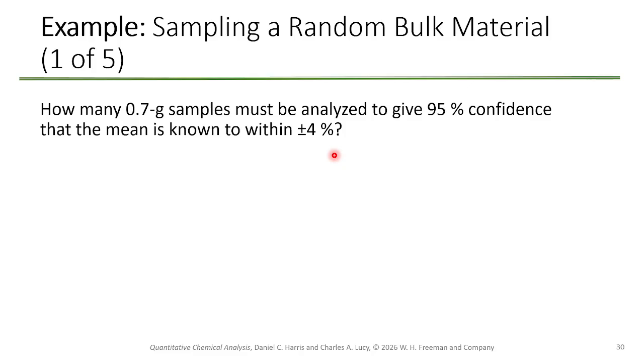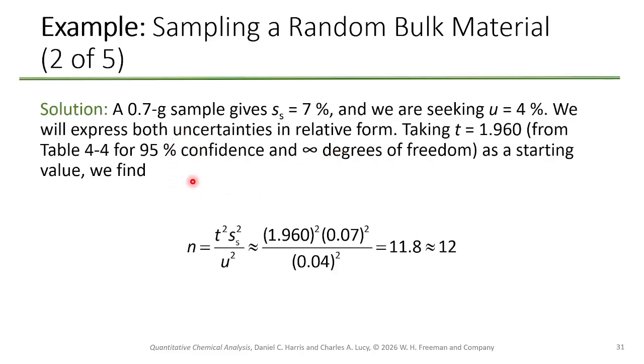Okay, so how many do we need to do that to get to a 4%? So we go ahead and start plugging our numbers in. Okay, so we have 0.04 down here for the uncertainty that we want. That's going to be squared. The T value, if you look up the student T table for 95% confidence and infinite degrees of freedom, is going to be 1.960. This right here is then going to be our 0.07. That's the 7% squared. We go ahead and do our math.